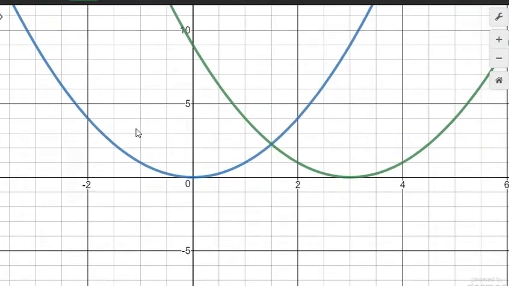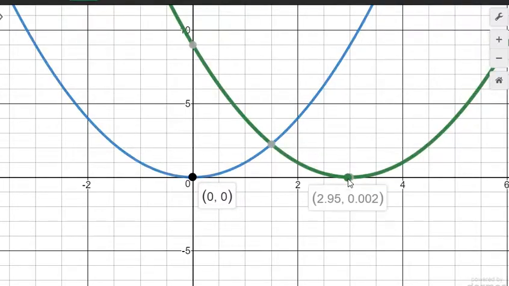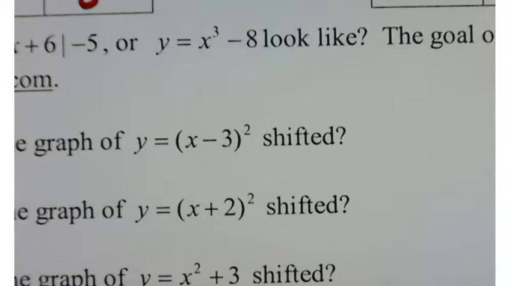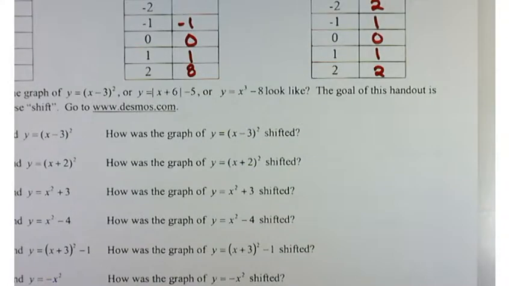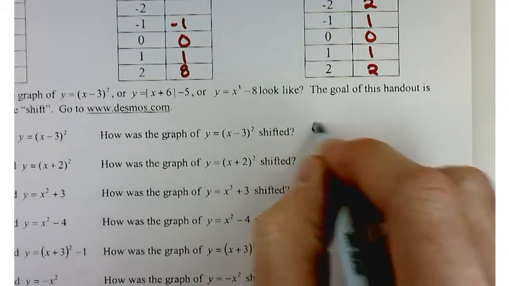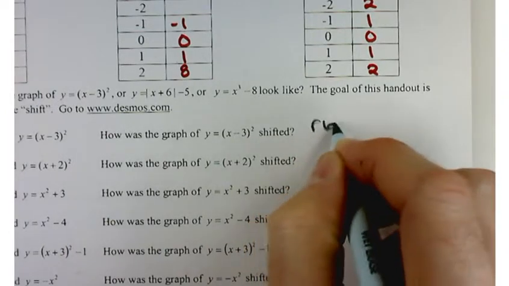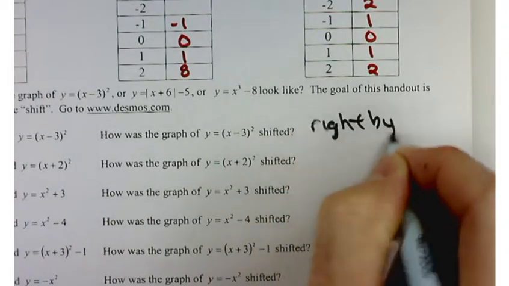So what happened to our graph of one versus the other? It moved to the right by 3. Good. That's a nice observation. So this one got shifted to the right by 3. Let's write that down. Shifted right by 3.